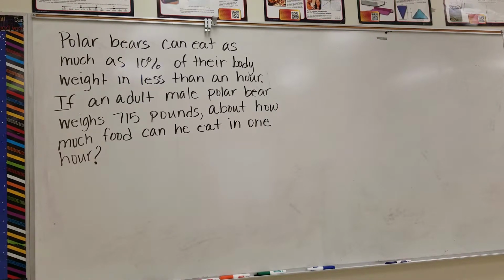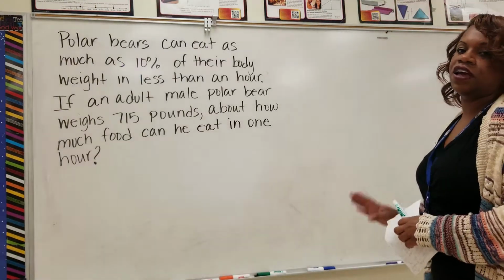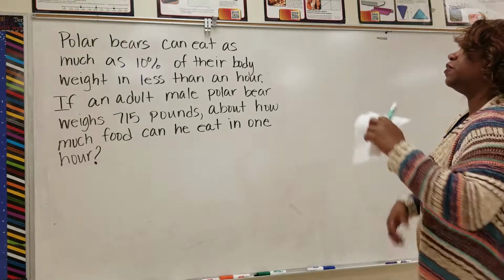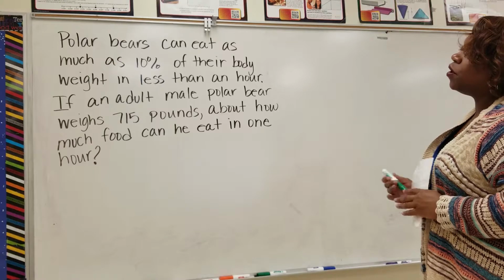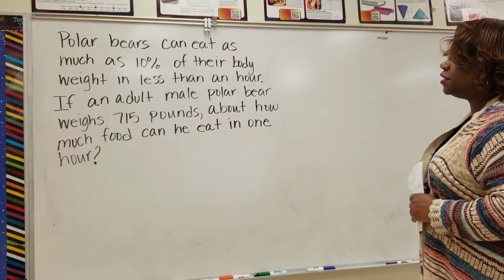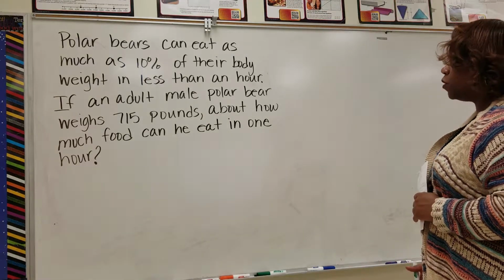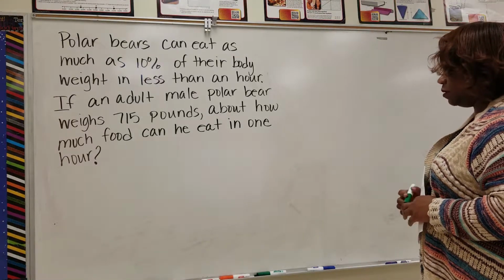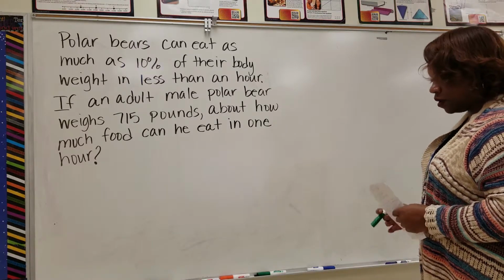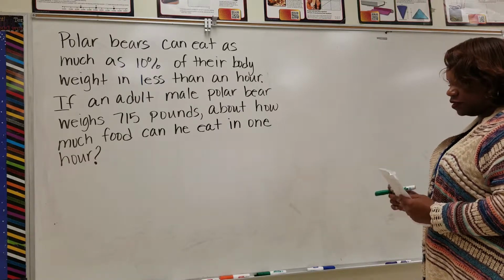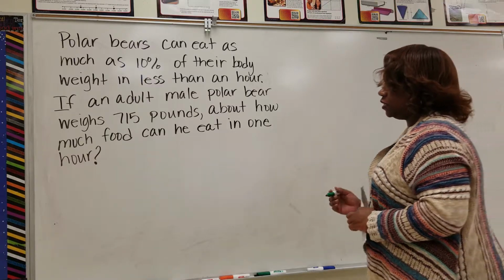All right, here's our word problem. Please pause the video and copy down the word problem, so that you'll have something to refer back to when you are doing your work. Polar bears can eat as much as 10% of their body weight in less than an hour. If an adult male polar bear weighs 715 pounds, about how much food can he eat in 1 hour? Okay, so they want us to find what is 10% of 715.